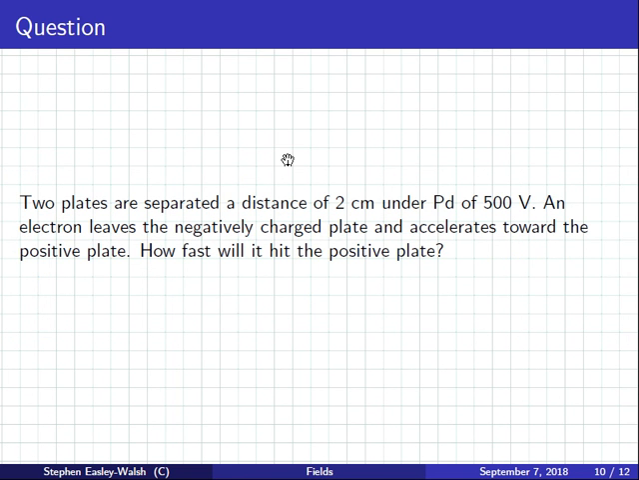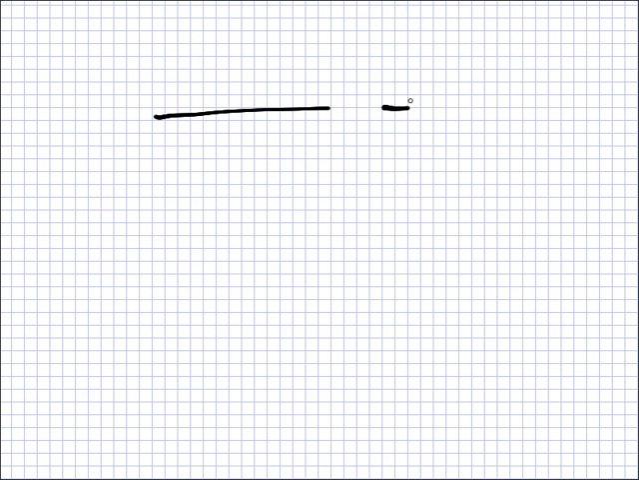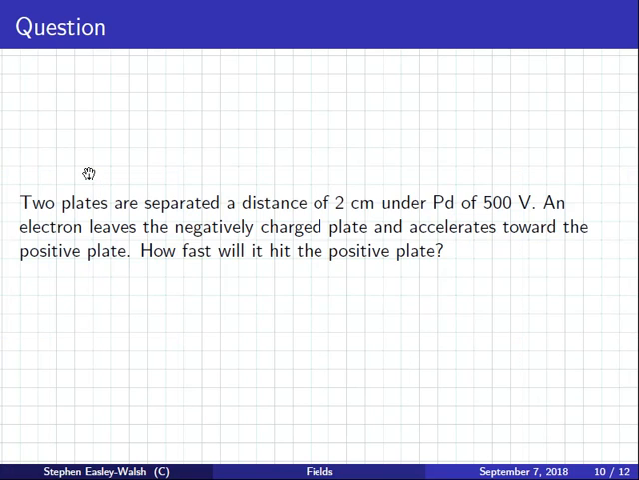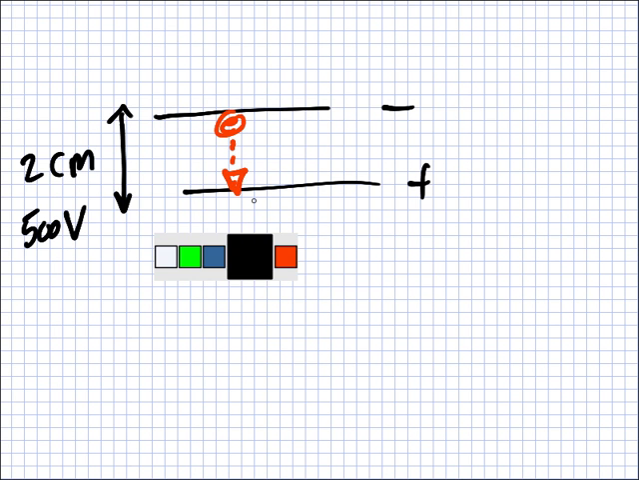Right, 2 more questions here. So let me do this one with you. 2 plates are separated by 2 centimeters with a potential difference of 500 volts. An electron leaves the negative plate and accelerates to the positive. How fast will it hit the positive plate? So I'll draw the picture. You have 2 plates, a negative, a positive. The distance here, 2 centimeters. And it's 500 volts. And there's an electron here, and it moves down and it hits that plate. And I want to know, how fast is it going?